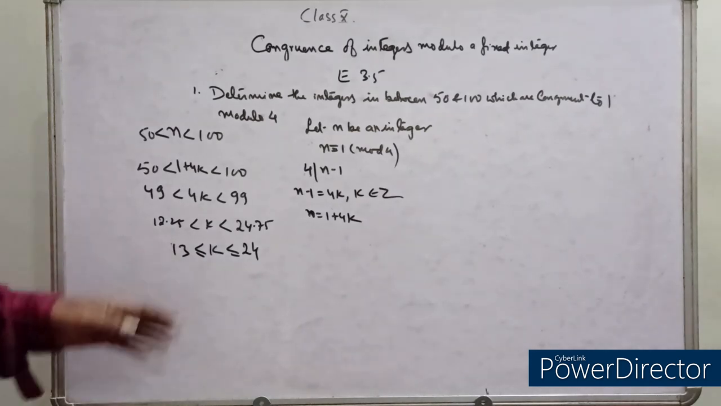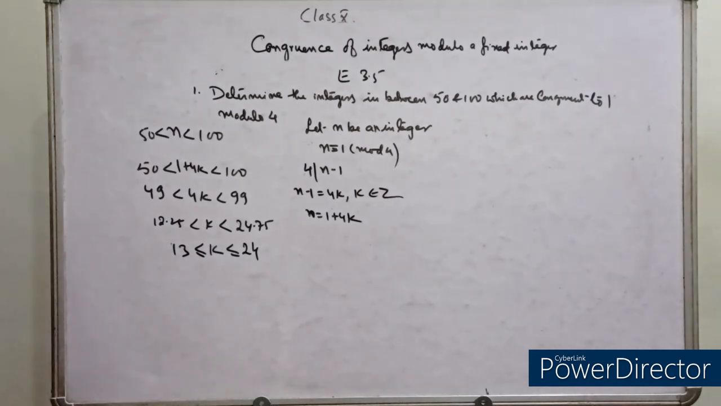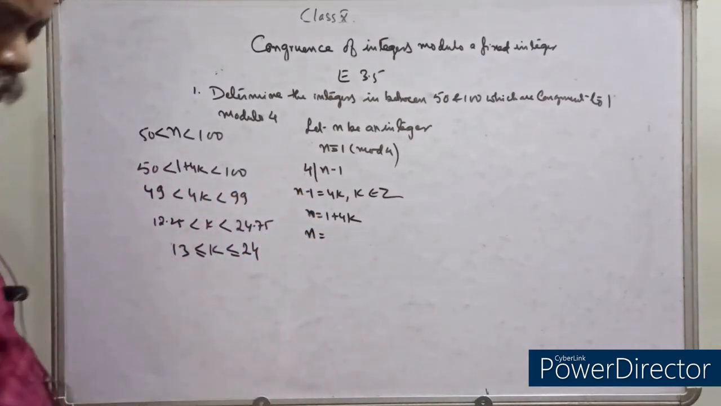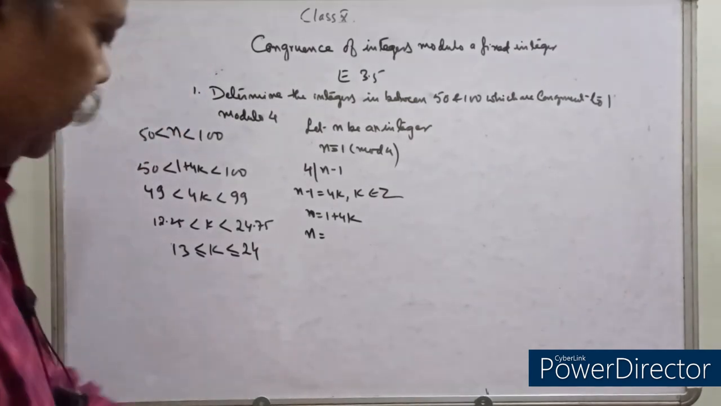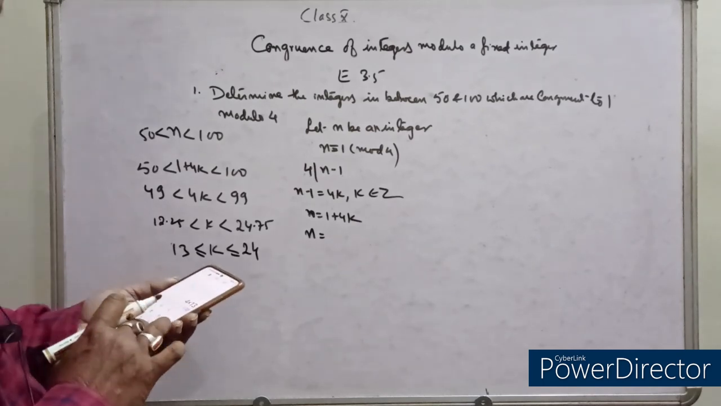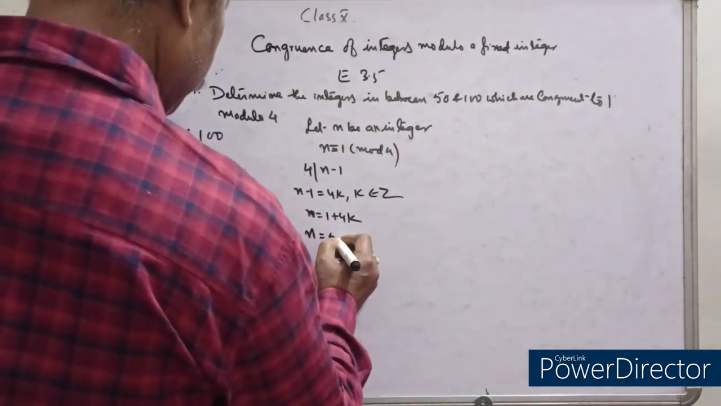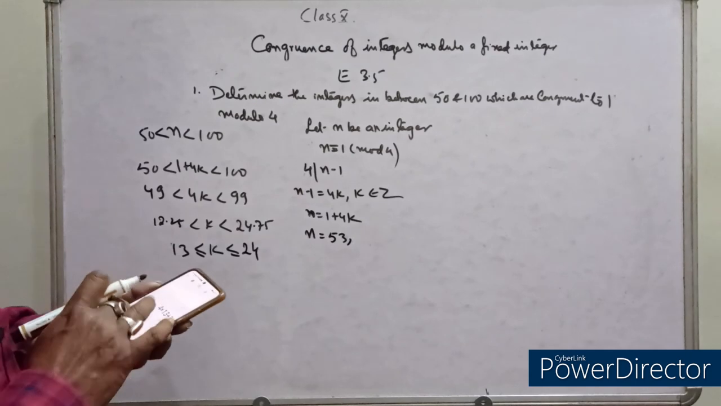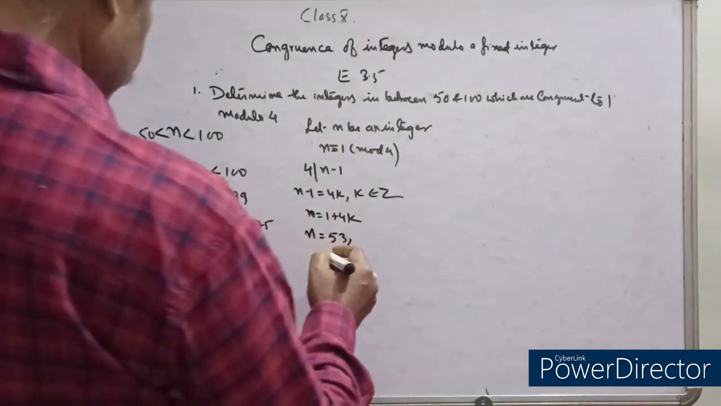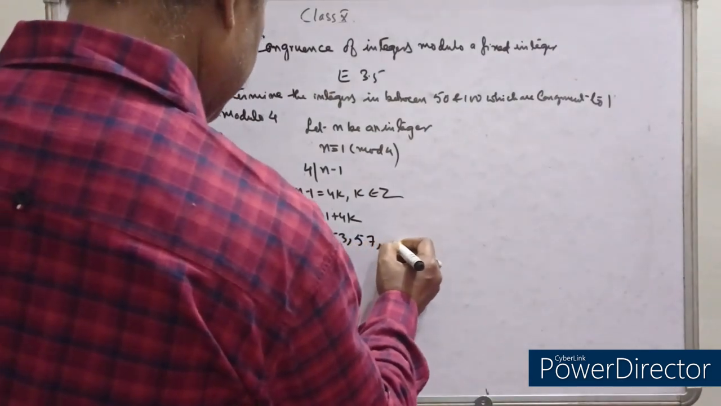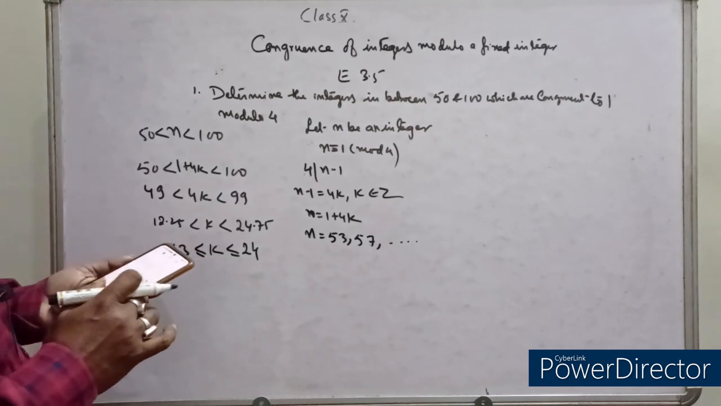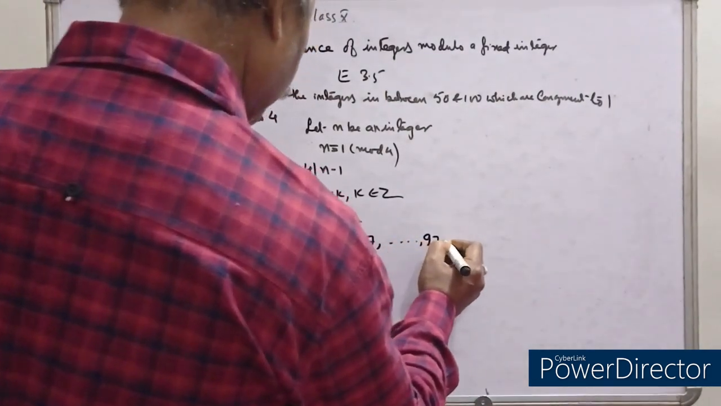So here you see the value of k is from 13 to 24. Now you can find out the value of n. So n will be equal to 4 into 13, that is 52, plus 1, that is 53. Your first number will be 53. Now similarly, 14, that is 4 into 14, 56, plus 1, that is equal to 57, and similarly it will go to 24. So 4 into 24, 96, plus 1, that means 97. So this is your answer.